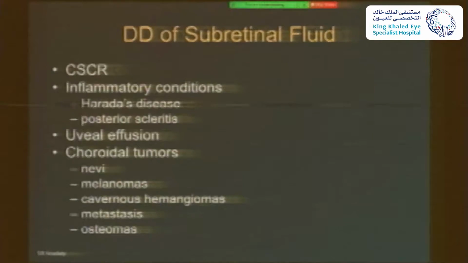And what is the differential diagnosis of subretinal fluid? Again, a very, very big list. All sorts of inflammations that can give you uveal effusions, can give you fluid: Harada's disease, posterior scleritis, choroiditis, but also CSCR, of course, as you know from last week's lecture, and of course all kinds of ocular choroidal tumors, okay, hemangiomas, nevi, and even metastasis.